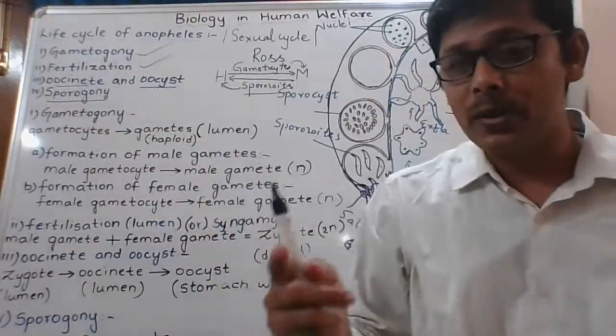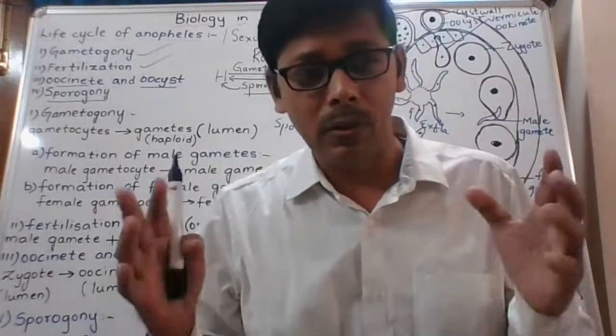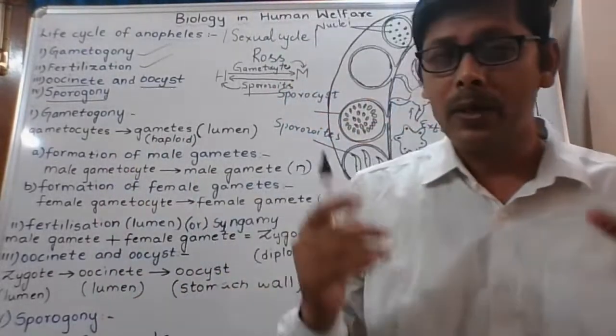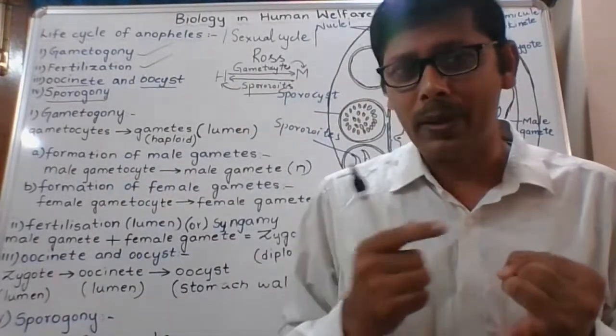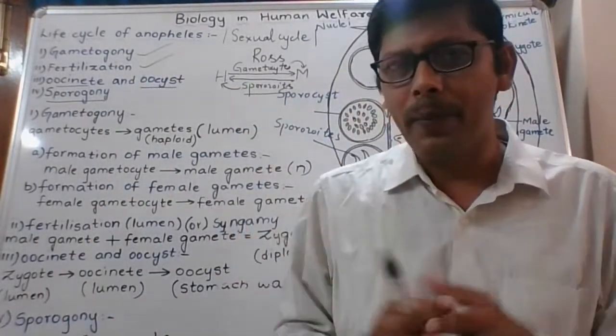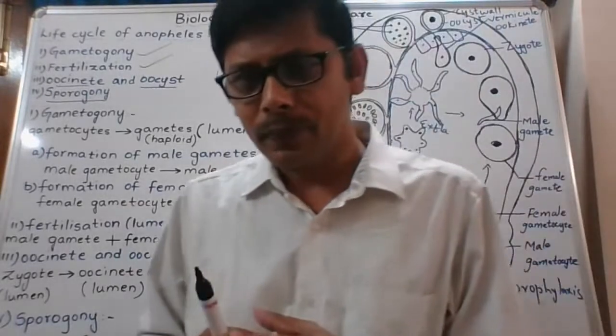Let us talk first about gametogony. I think you got these four stages now. What is the first one? Can you tell? Gametogony. What gametes are formed in gametogony?